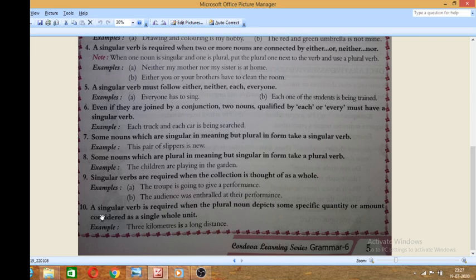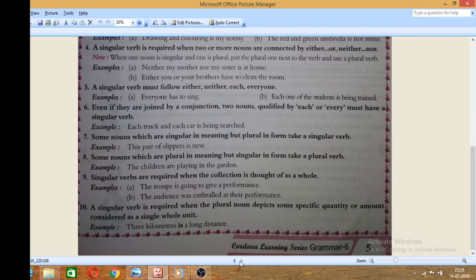A singular verb is required when the plural noun depicts some specific quantity or amount considered as a single whole unit. 3 kilometers, okay, it has been considered as an amount considered as a single whole unit. That is why here, though kilometers is plural, a singular verb has been used. So these are the rules of subject verb agreement.